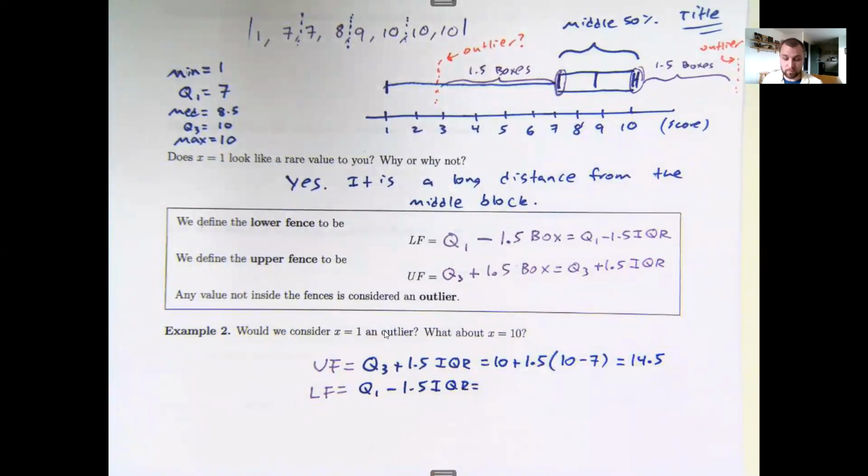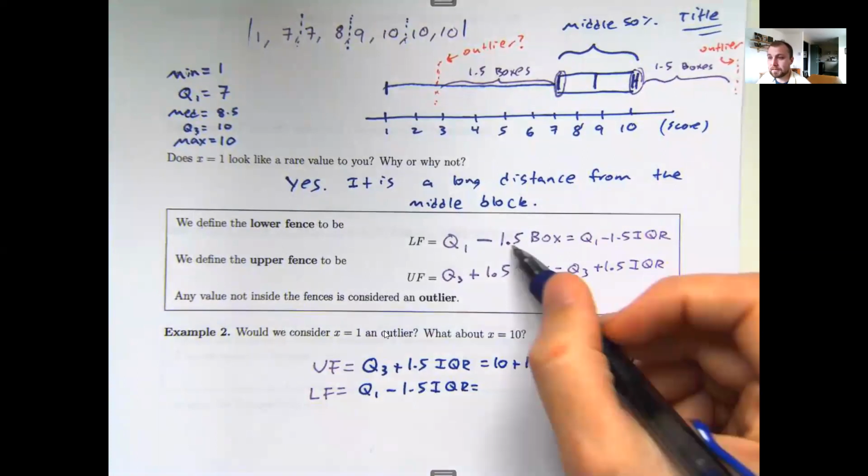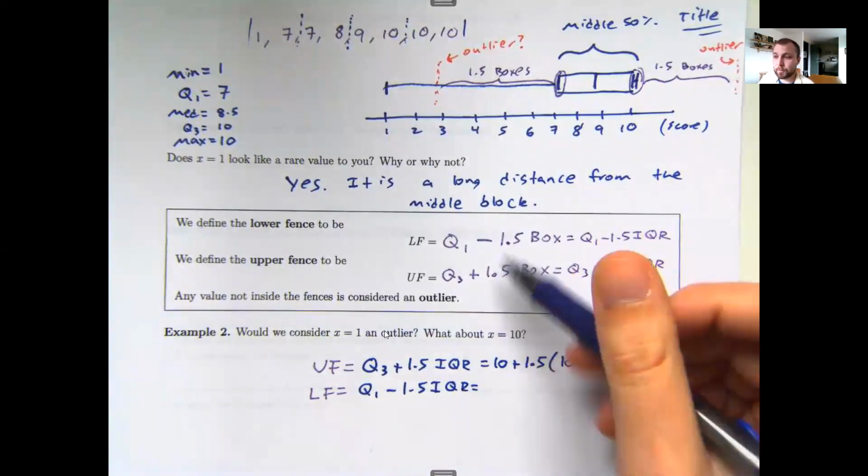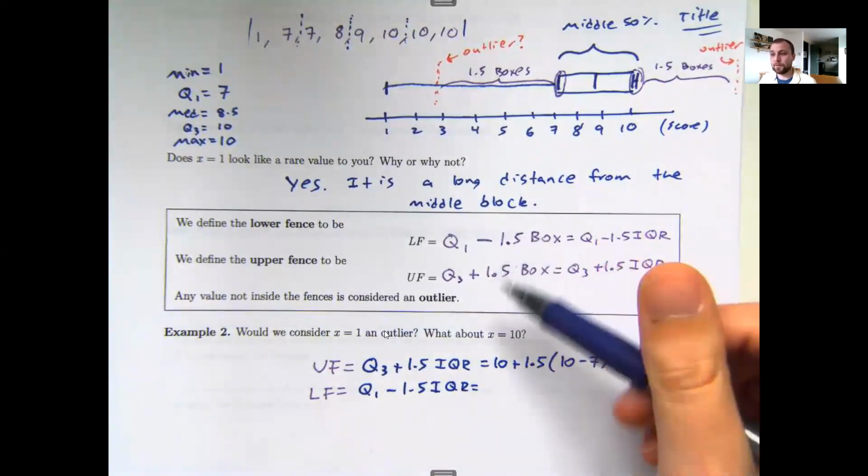And again, you might disagree with me. You might actually think that if you were just one box away, that would be considered an outlier. If you look online, you're going to see a lot of different definitions where this number changes. I'm being consistent with the textbook that we're using for this course. They use 1.5.